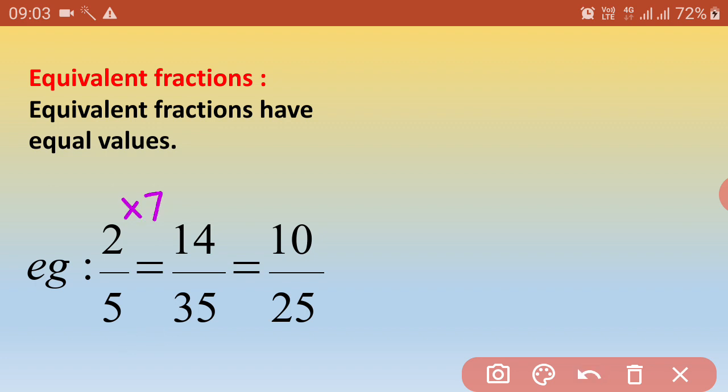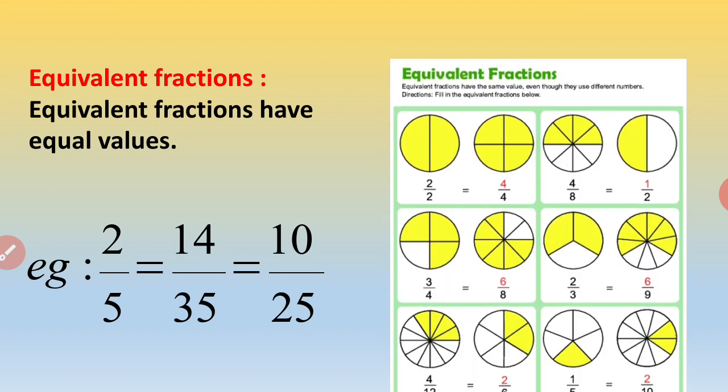Now, if I multiply the numerator and denominator by 5, I am getting the last fraction, that is 10 upon 25. So, we can say that all the three are equivalent fractions because their mathematical value is actually the same.